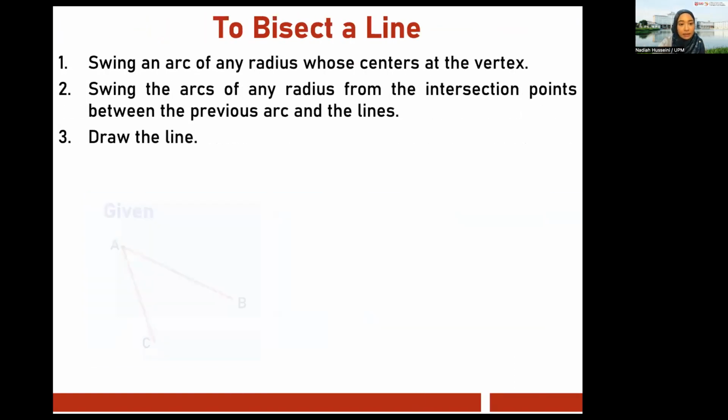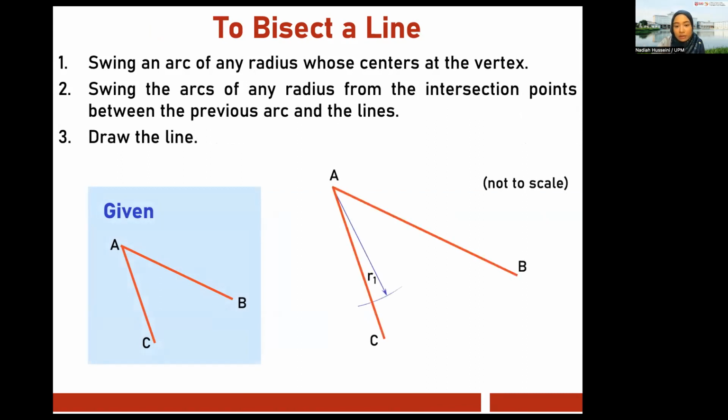Okay, to bisect an angle. This is not a line. Swing an arc of any radius whose center is at the vertex. Let's just look at it directly. Here they are making an arc from A. And then the next arc, they make an arc of radius 1. From that end point, they make another arc of R2, and the same arc over here. The intersection point of these arcs is your bisector.